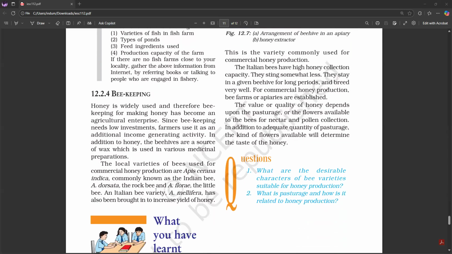Beekeeping. Honey is widely used, and therefore beekeeping for making honey has become an agricultural enterprise. Since beekeeping needs low investments, farmers use it as an additional income generating activity.